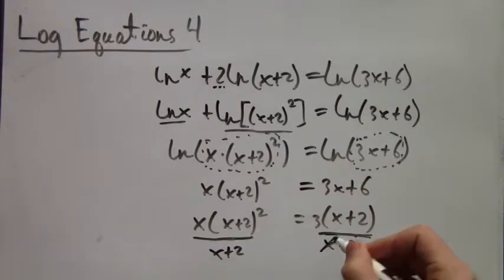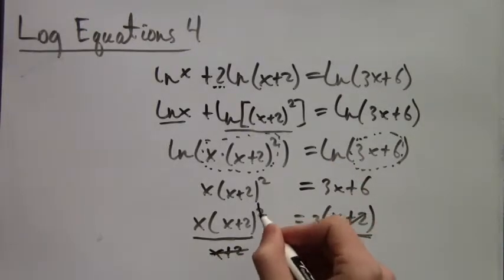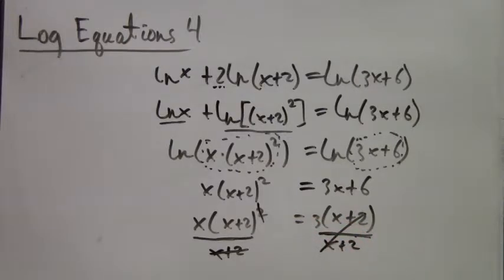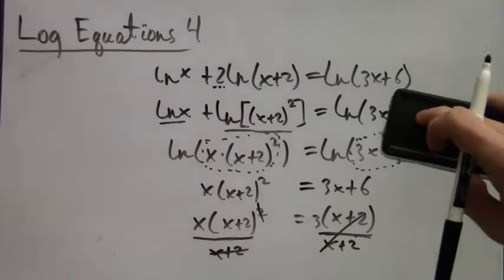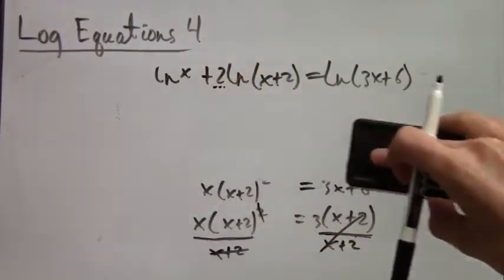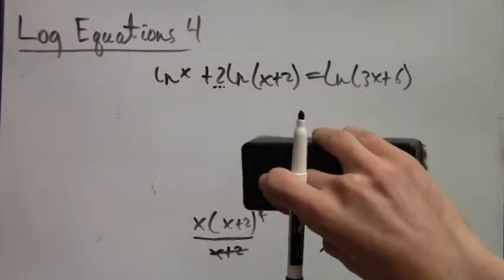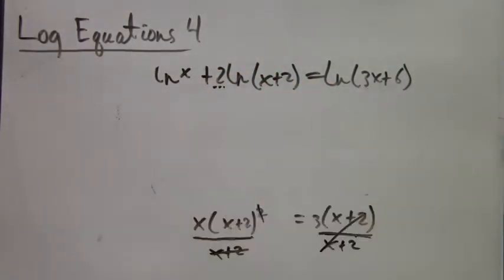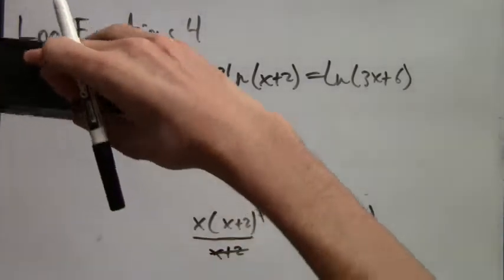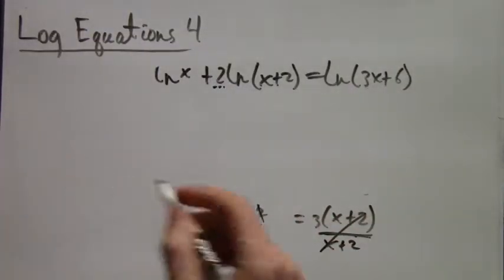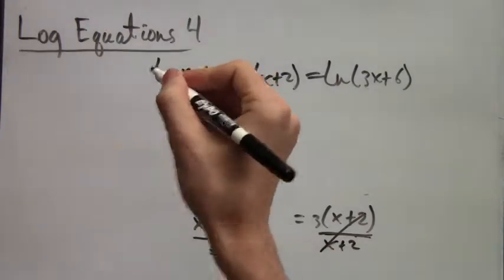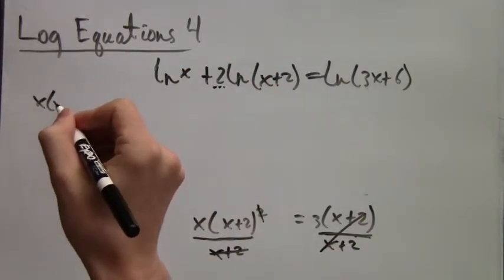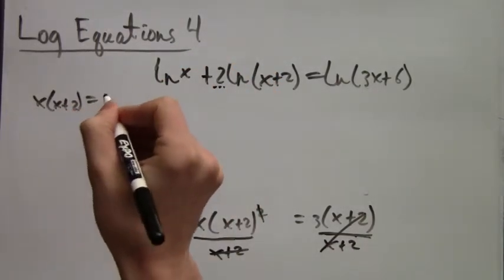So now we're just going to continue on. We divide by x plus 2 on both sides. One side goes away completely, and on the other side the square goes away. So what expression do we have now? We have x times x plus 2 equals 3.